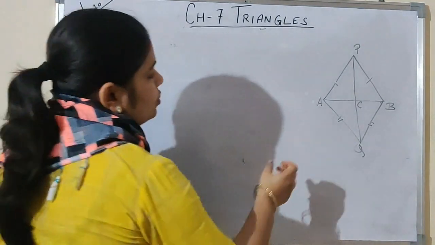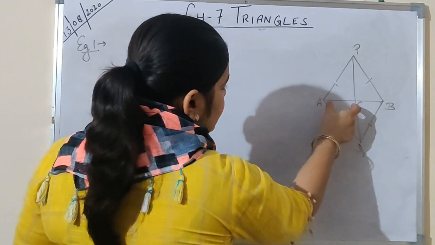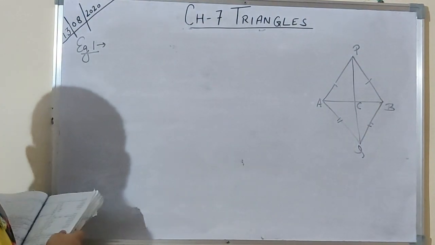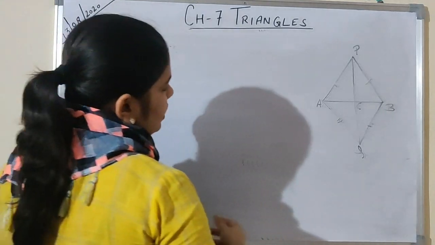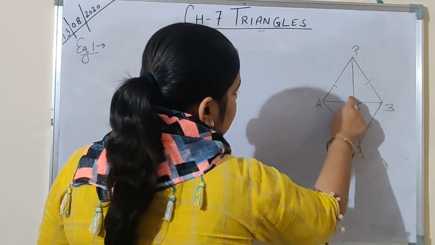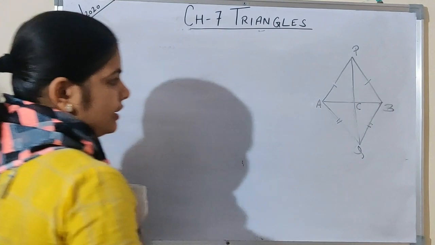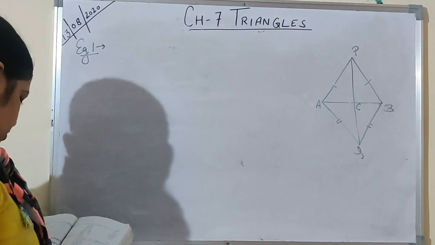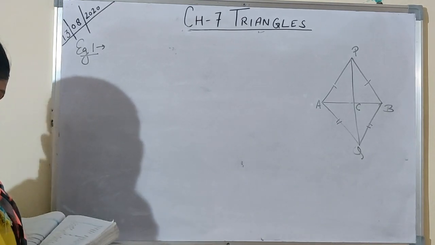That means we have to show that PQ is a perpendicular bisector of AB. That means we have to show that this angle and this angle are of 90 degrees also, and AC is equal to CB also. So how to prove this?